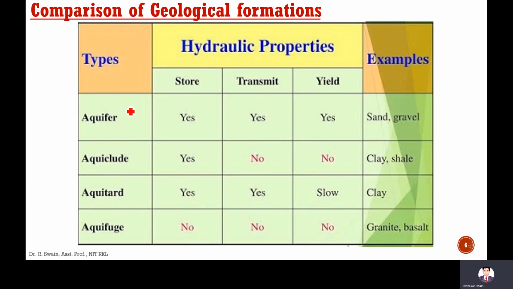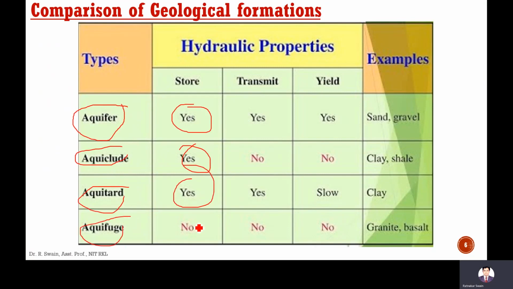These are the different hydraulic properties compared across aquifer, aquiclude, aquitard, and aquifuge. An aquifer can store more groundwater. Aquiclude can store some water. Aquitard can store some water, but aquifuge cannot store any water, meaning granite and basalt. On transmission: in an aquifer, water can transmit. In an aquiclude, water cannot transmit because of very low water. Aquitard is comparatively permeable, so it can transmit water. In aquifuge, there is no question of transmission of water.